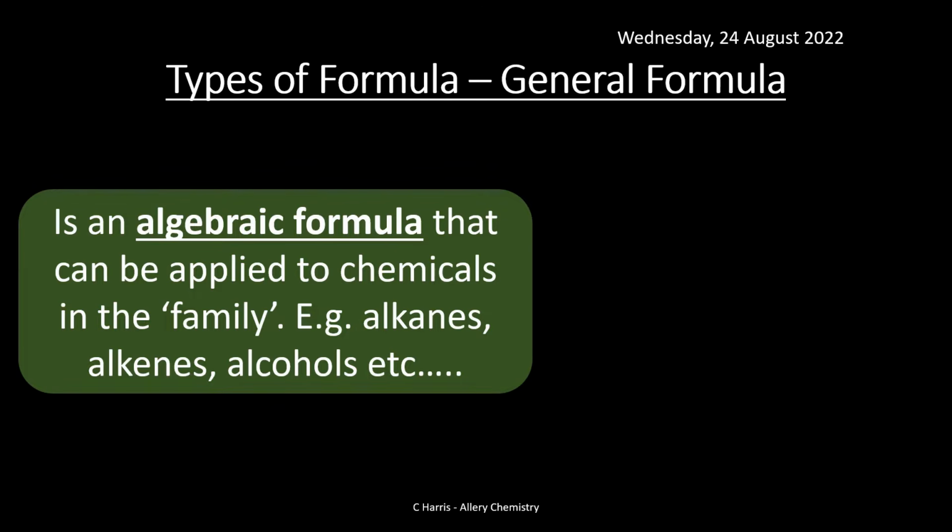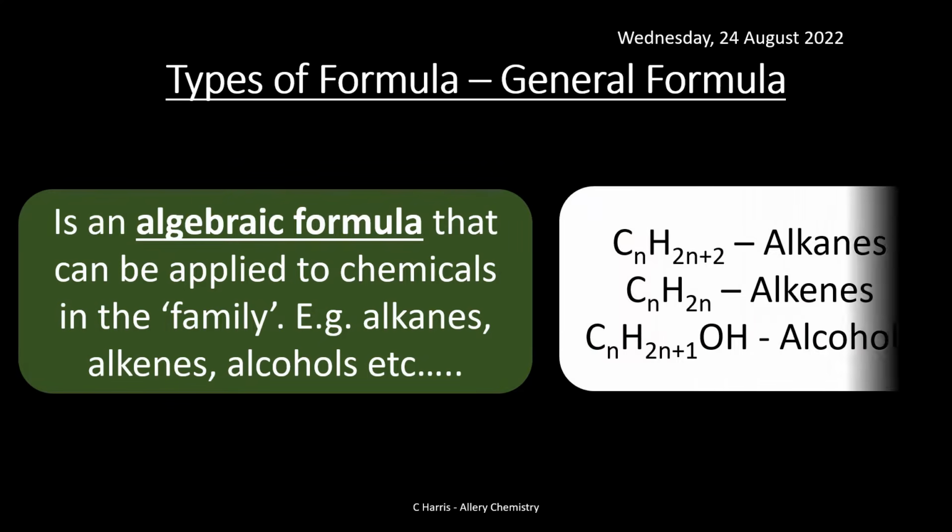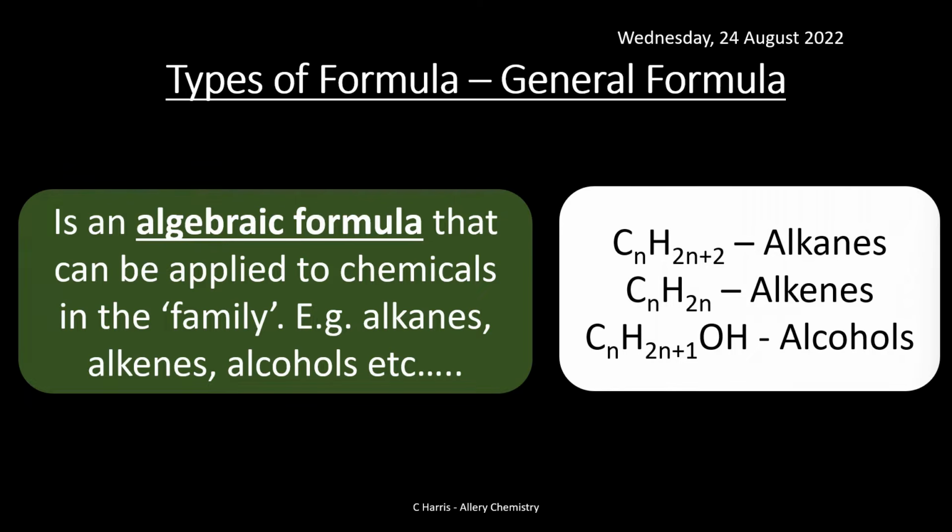So the first one is we need to know about different types of formula that exist, and the first one is a general formula. A general formula is an algebraic formula that can be applied to chemicals in the family. So for example, alkanes, alkenes, alcohols, etc. So you can see this is an algebraic formula. So alkanes would be CnH2n+2, etc., where n is a number. So this is what you call a general formula, and you'll see these terms used throughout your exam paper and your notes, etc.